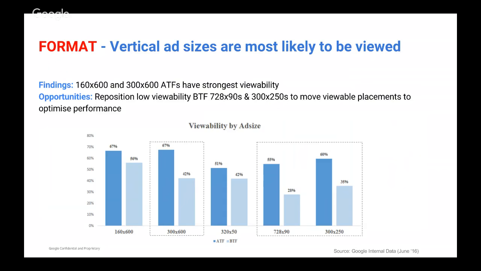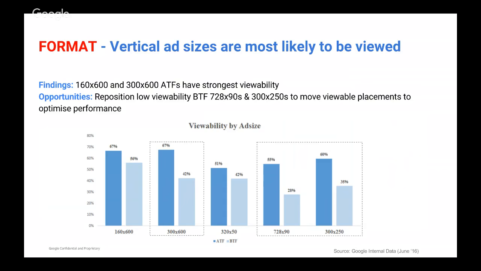And you can see that on the right-hand side, there's the 728 by 90 and the 300 by 250 ad units. Even though they are some of the most popular ad units, their viewability, especially below the fold, is almost half of what it is above the fold. So keep this in mind and try to think where these ad units should be positioned.